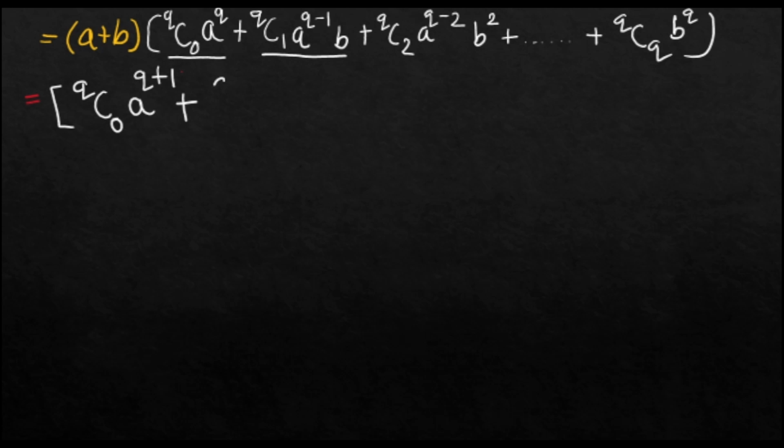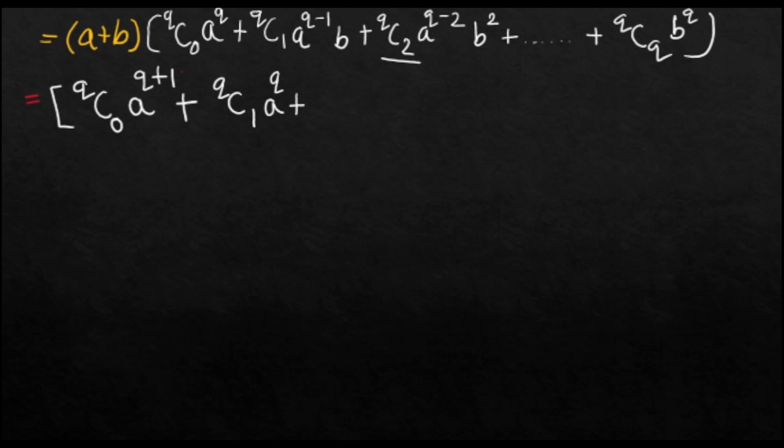Again, QC1, the coefficient will be the same, and A Q minus 1. If I am multiplying A with this A, then the index will get added here. So the index will be plus 1, only Q will be left behind. So our index will be Q.